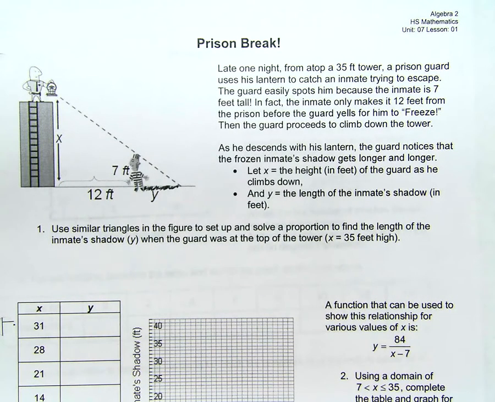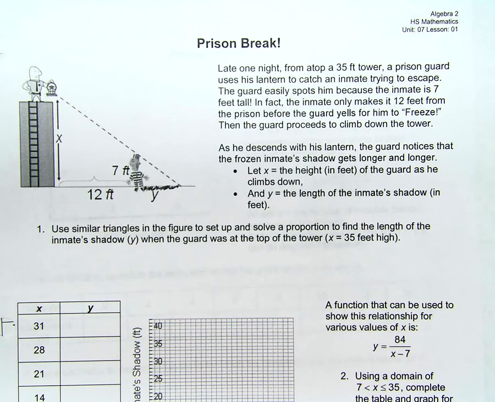Yes. Okay. Let x equal the height in feet of the guard as he climbs down, and let y be the length of the inmate's shadow in feet. So the first thing we need to do is to use similar triangles in the figure to set up and solve a proportion to find the length of the inmate's shadow when the guard is at the top of the tower. Okay? So similar triangles gives me what?